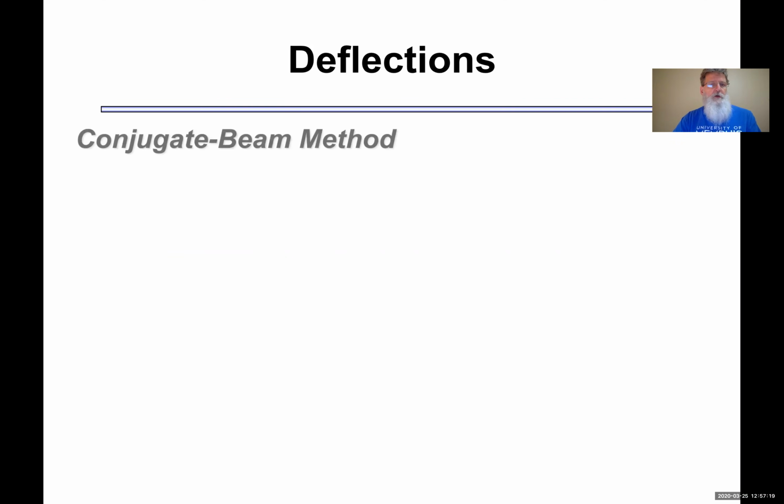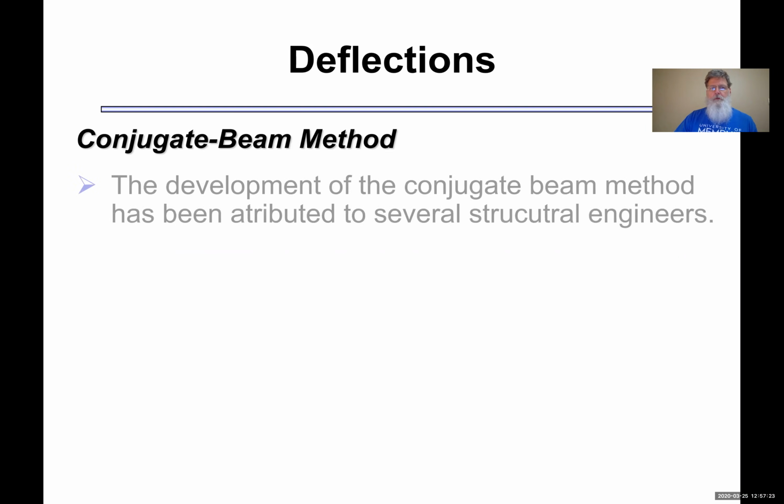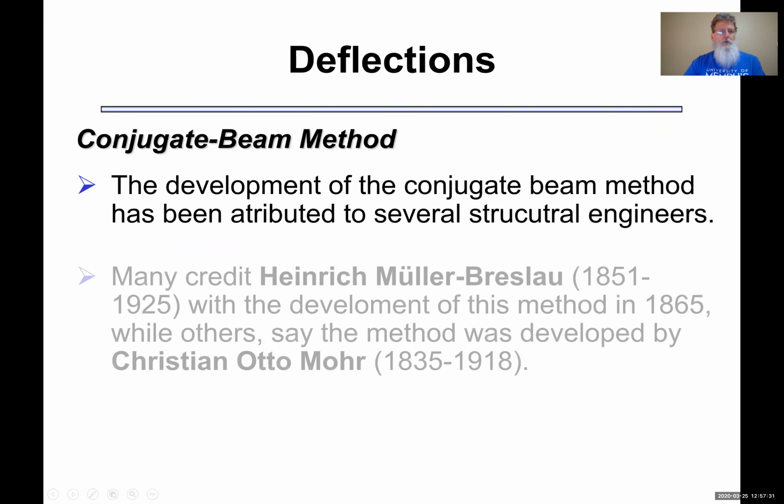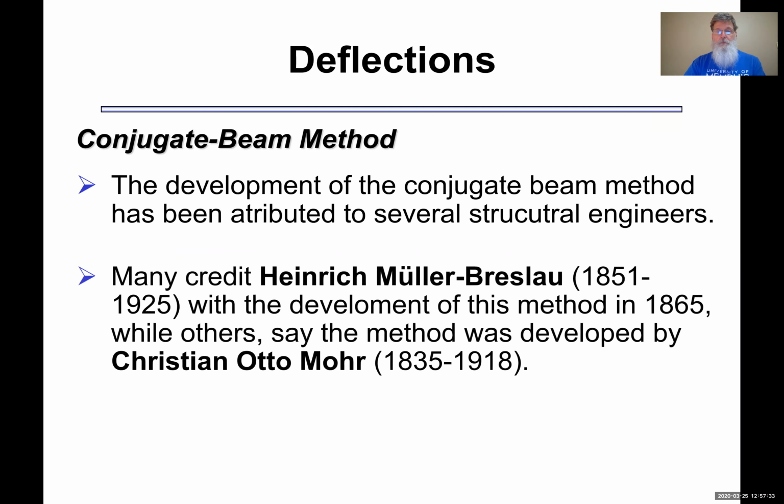All right, so today, again, we're talking about deflections. We're going to talk about what's called the conjugate beam method. The conjugate beam method has been attributed to many different structural engineers, but the two that get the biggest credit are Heinrich Müller-Breslau and Christian Otto Mohr.